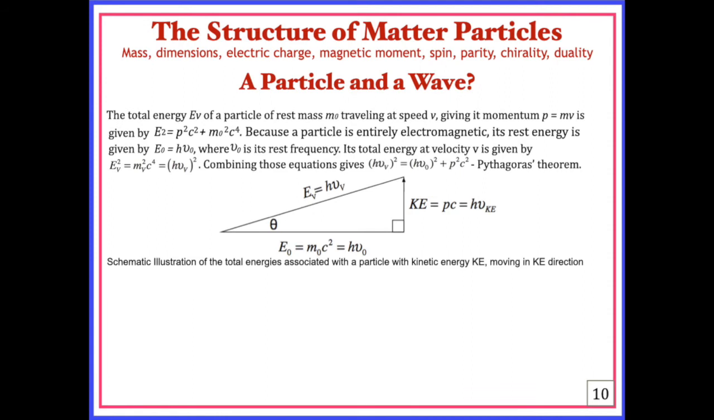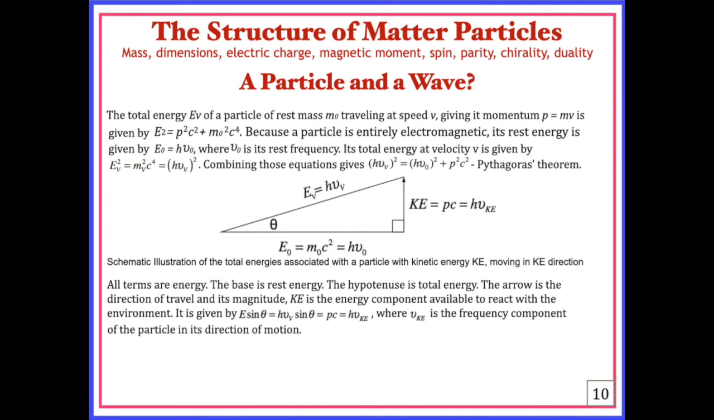Because a particle is entirely electromagnetic, its rest energy is given by E0 equals h nu naught, where nu naught is its rest frequency. Its total energy at velocity v is given by E_v squared equals m_v squared c to the fourth, and that equals (h nu_v) all squared, where nu_v is its frequency at velocity v. Combining those two equations gives (h nu) squared equals (h nu naught) squared plus p squared c squared. Well, that's Pythagoras' theorem.